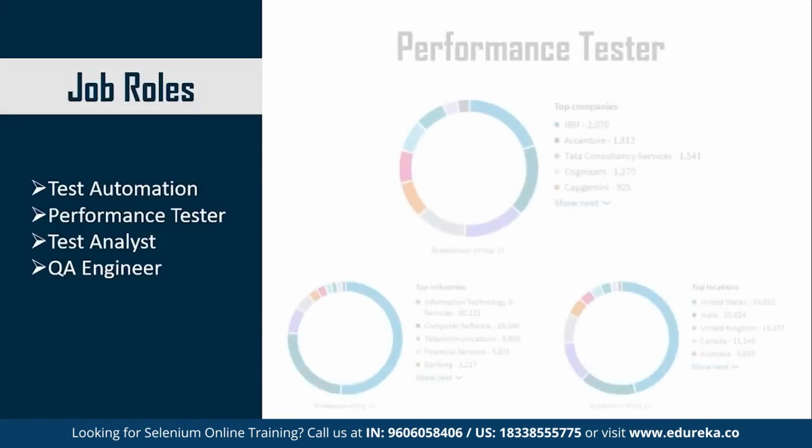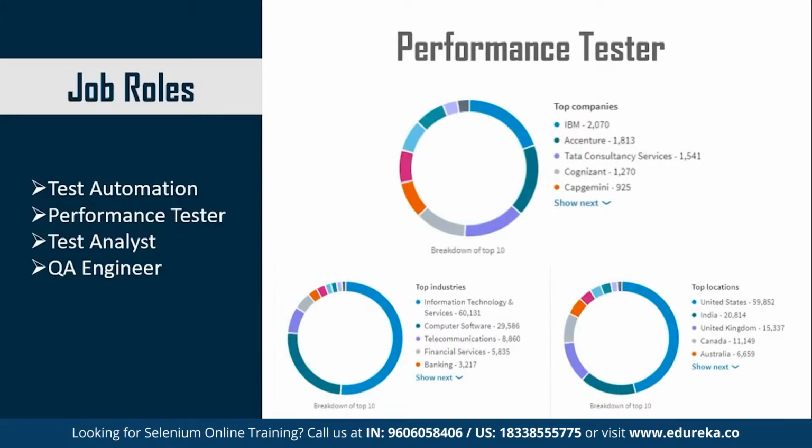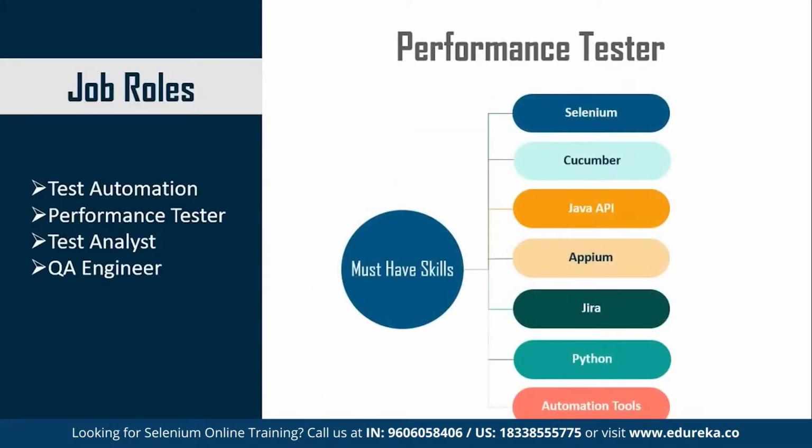Now moving on, next up is the performance tester profile. Some of the top companies for this job role are IBM, Accenture, TCS, Cognizant, and Capgemini. Some of the top industries for performance tester are IT services, computer software, telecommunications, financial services, as well as banking. The United States is considered to be the best preferred location for a performance tester, followed by India, UK, Canada, and Australia. Some of the must-have skills to become a performance tester include the knowledge of Selenium, Cucumber, Java API, Appium, Jira, Python, and also you must be profound with automation tools.